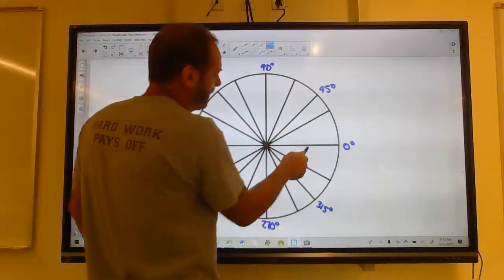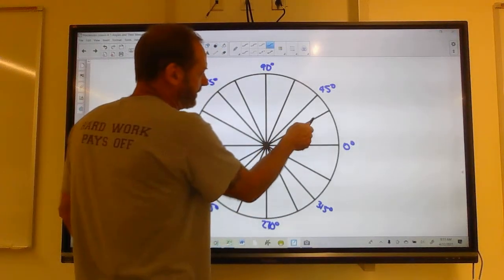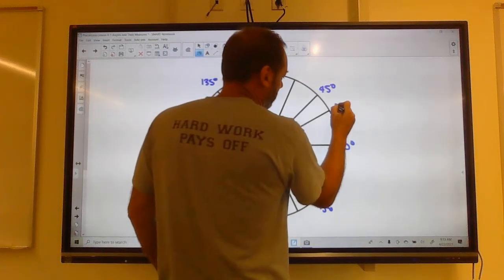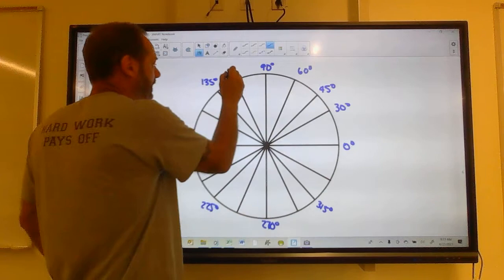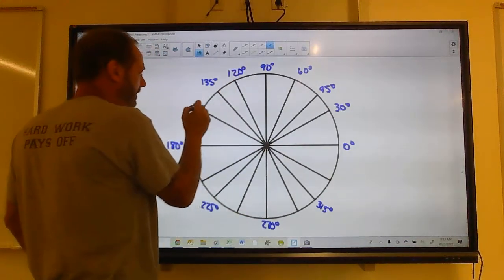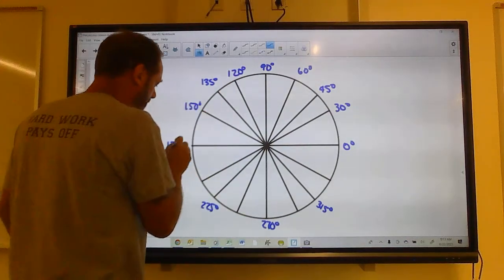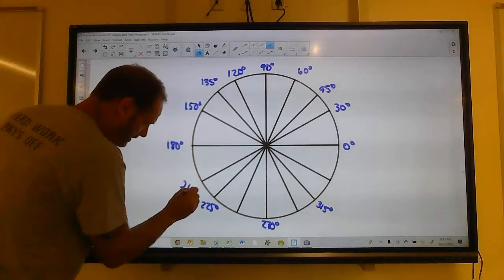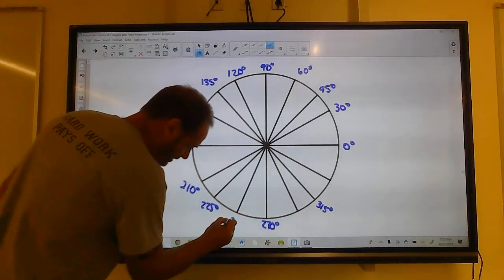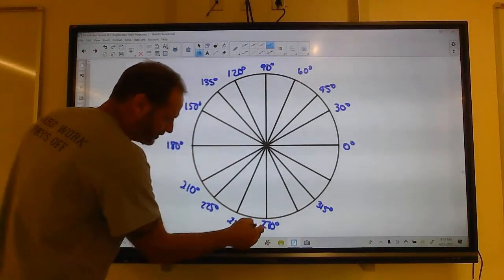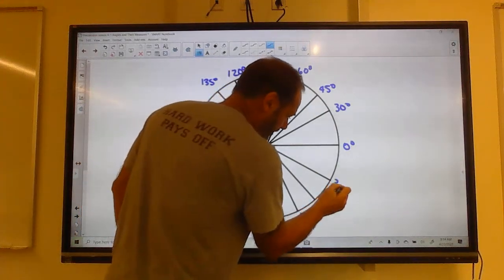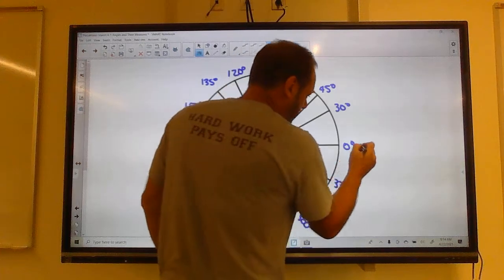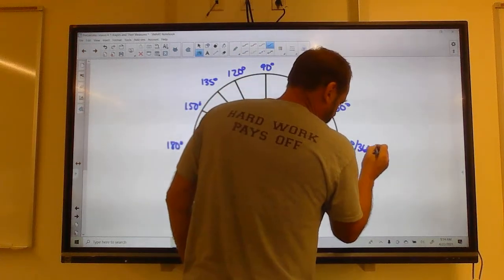Now you'll notice this quadrant is divided into thirds by these lines, so 90 divided by 3 would be 30. Then 60, 90, 120, 150, 180, 210, 240, 270, 300, 330, and when I get back here, this is also 360 degrees.